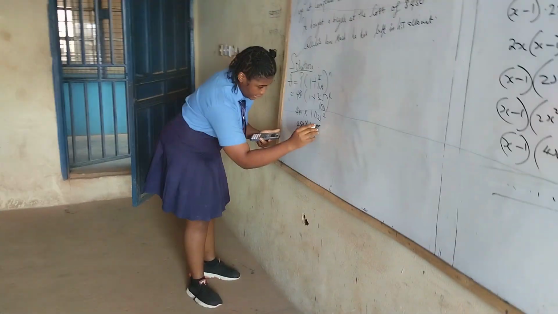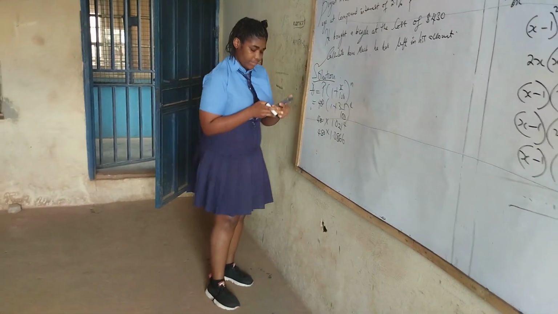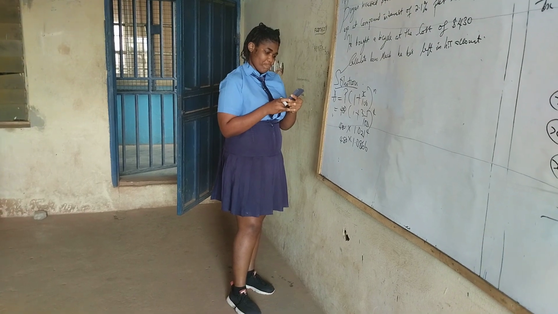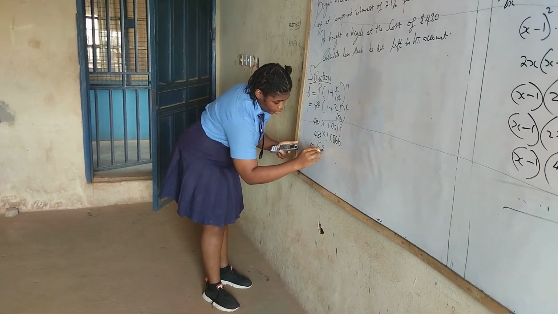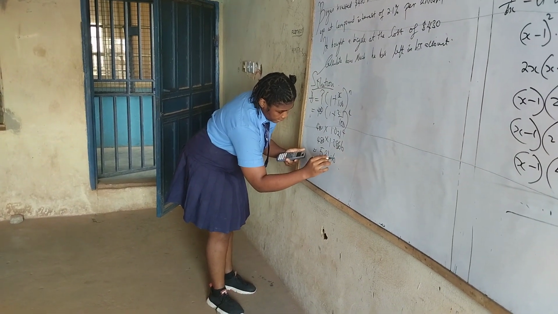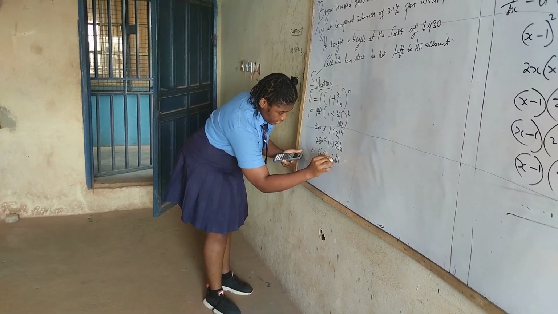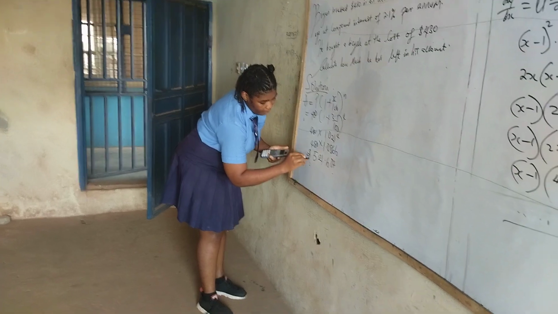Equals 480 times 1.0866, which is equal to 521.6. That's the amount he has.